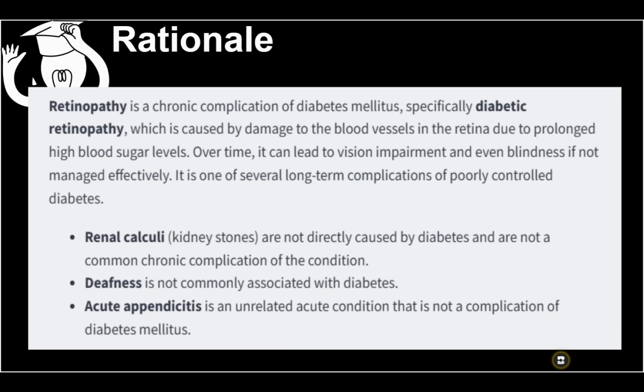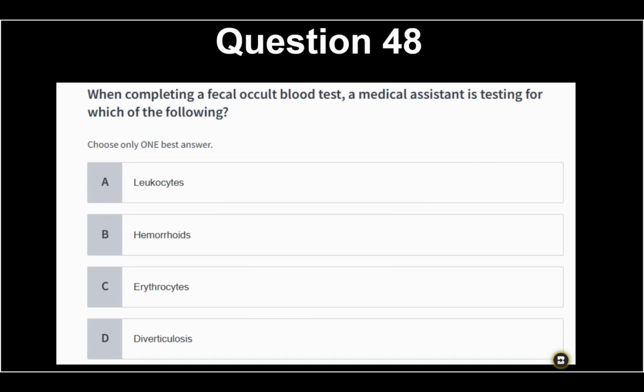Question 48. When completing a fecal occult blood test, a medical assistant is testing for which of the following? A, leukocytes, B, hemorrhoids, C, erythrocytes, or D, diverticulosis? If you said C, erythrocytes, then you are correct.